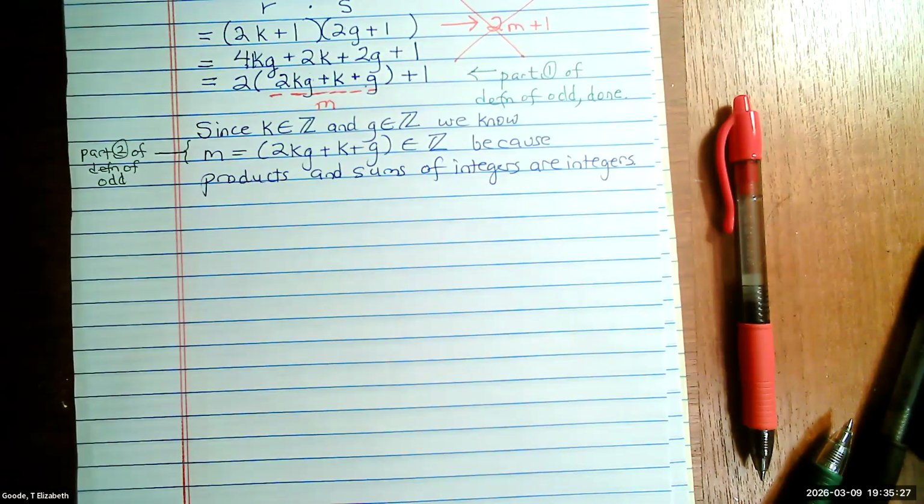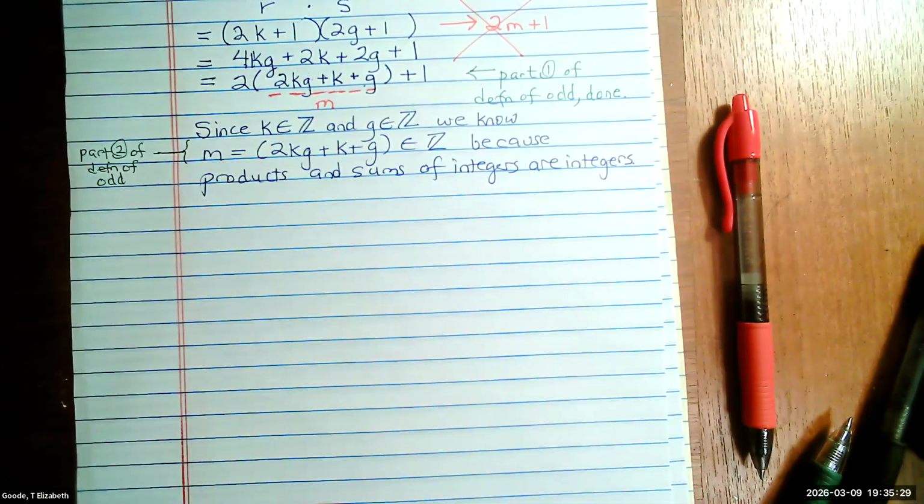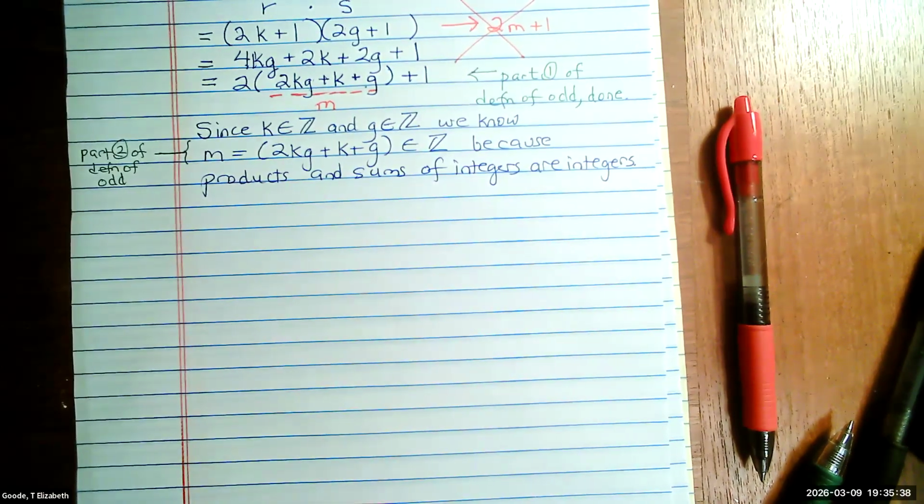So I'll step you through that process, and it'll just be a nice proof by example, because you're going to be proving the existential negation.